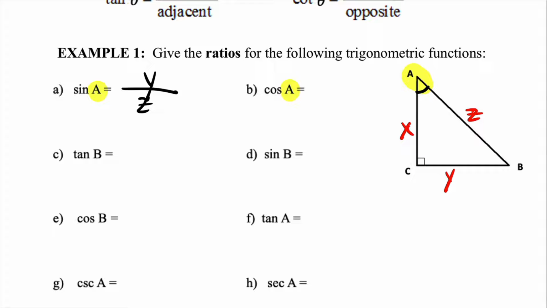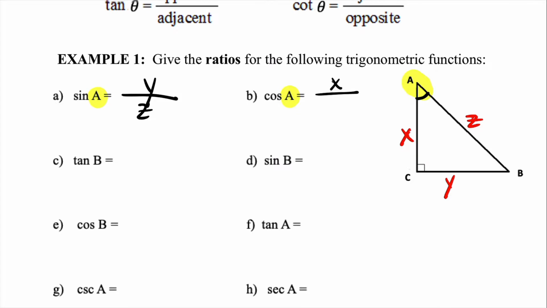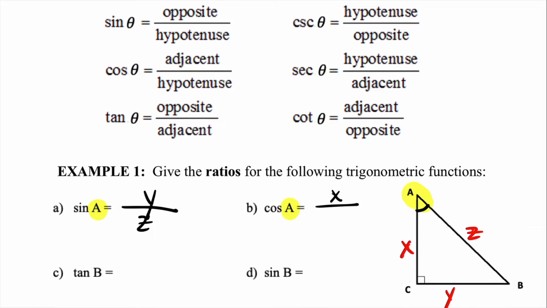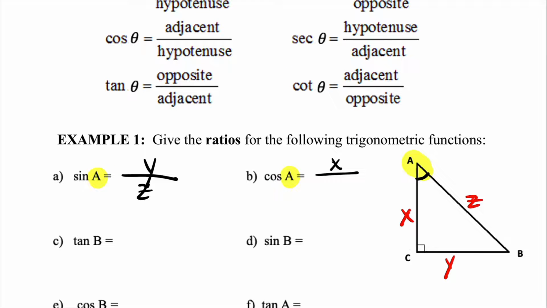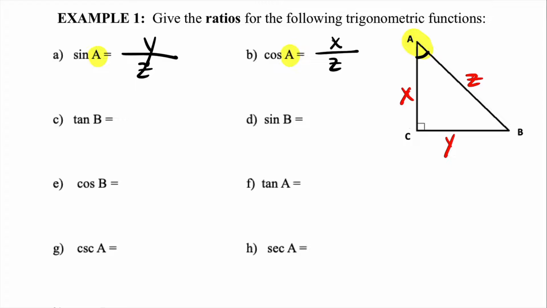Z has a different name, right? Z has a special name. So the side that is adjacent to A is X. So we're going to put X over, and then the bottom part for cosine is hypotenuse. That's Z. Okay, so that's the ratio.